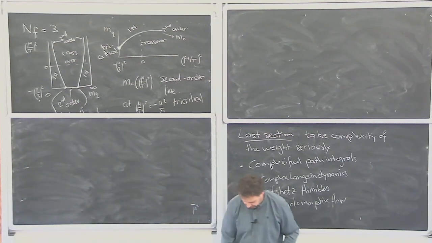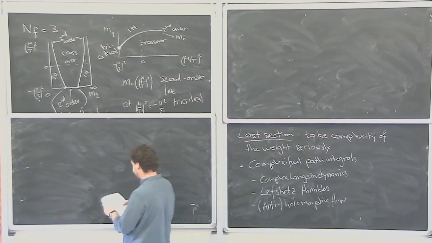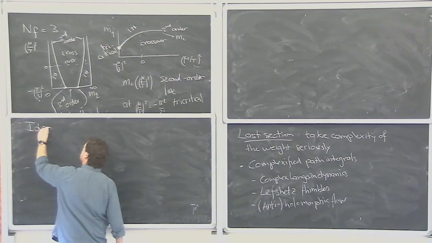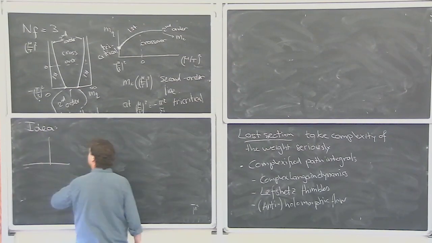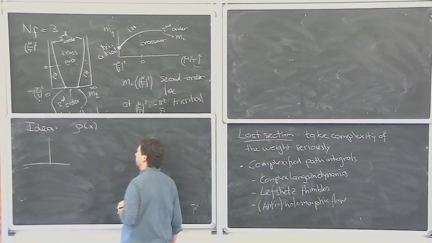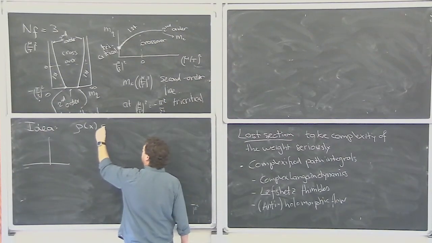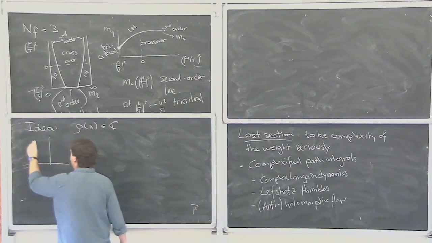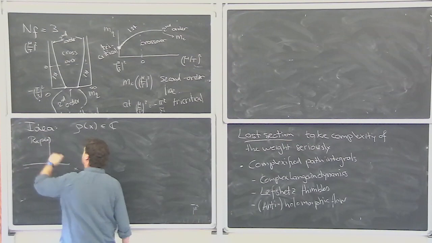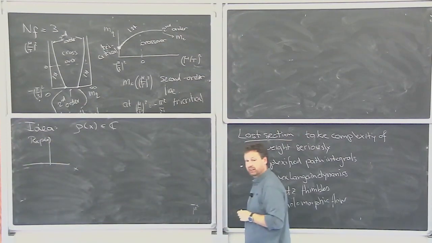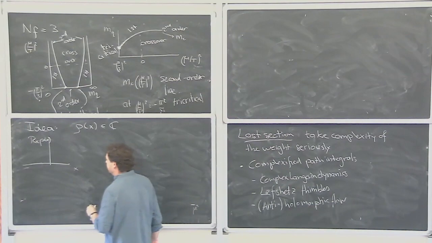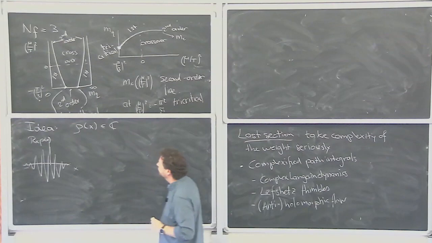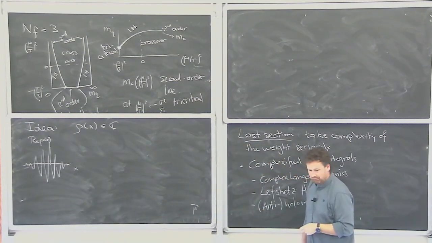So let's start with something very basic. What's the main idea? I have some probability weight. I'm just using one degree of freedom here. This is some complex function. If I'm on the real axis, and I look at the real part of this function as a function of the degree of freedom, it's potentially something like a highly oscillatory function, something like this.